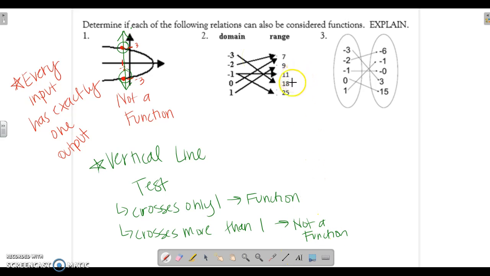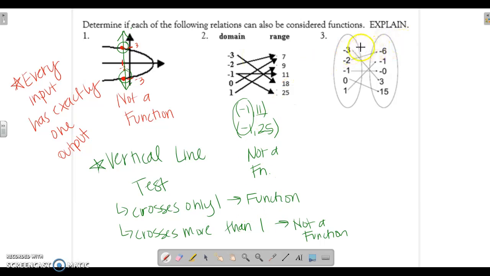So look at the next one, function or not. It's a mapping diagram. You can see your inputs and your outputs. So -3 goes to 18, -2 goes to 7, -1 goes to 11 and to 25. So that means we have a point at (-1, 11) and a point at (-1, 25). That means that this is not a function because a single input has multiple outputs. So this is not a function.